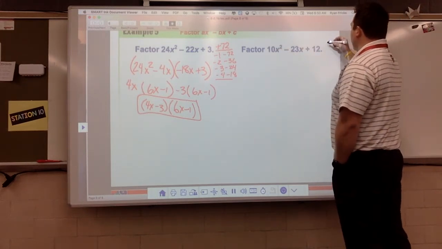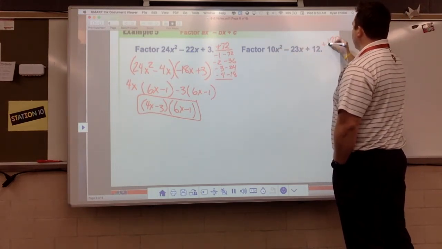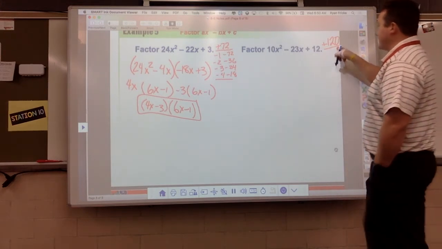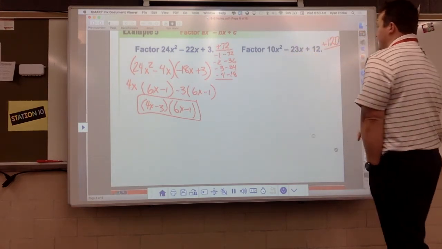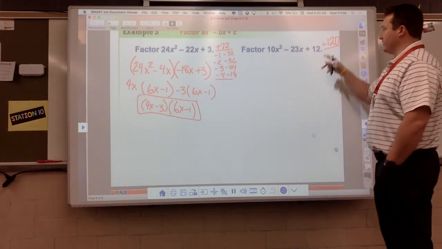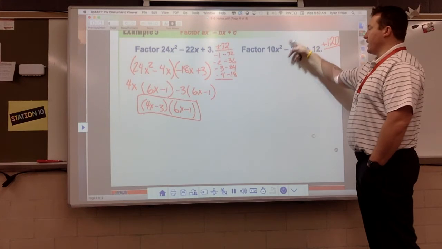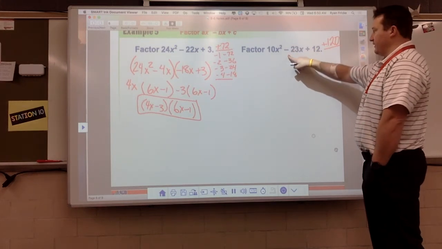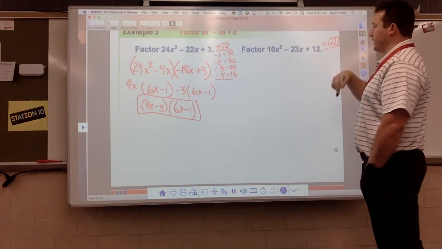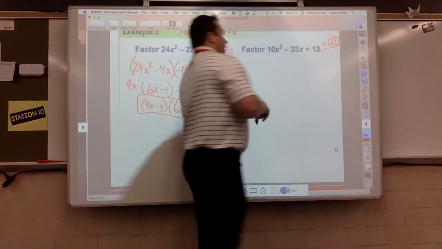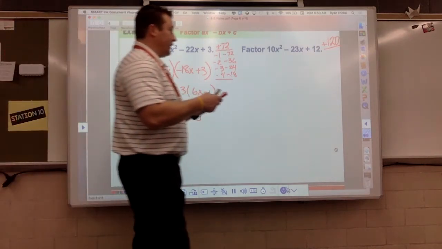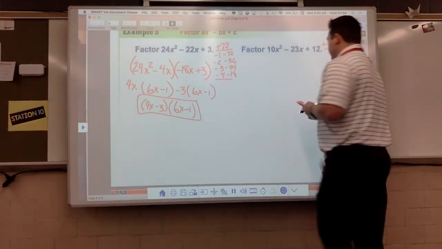Same thing here. 120, right, is our number we're looking for. At the same time, we are going to add up to negative 23. Okay, so same thing is happening, right? There's got to be two numbers that add up to negative 23 that multiply here. Can you figure out what they are? I clearly can't because my brain is not working yet, right? I'm sure somebody out there has figured it out.